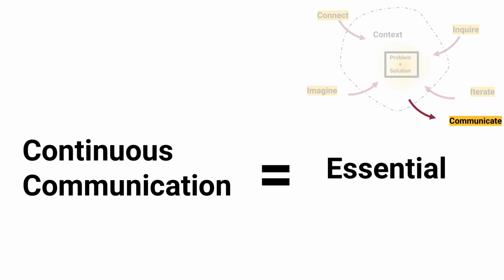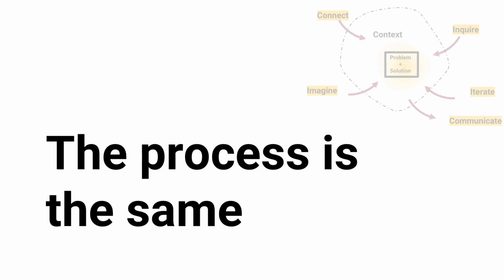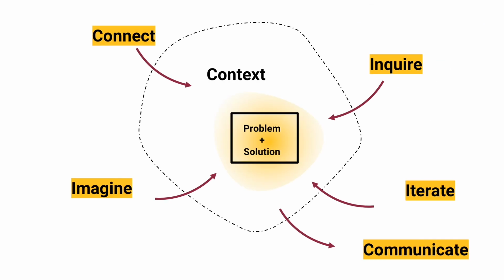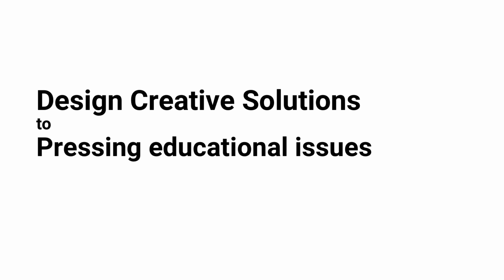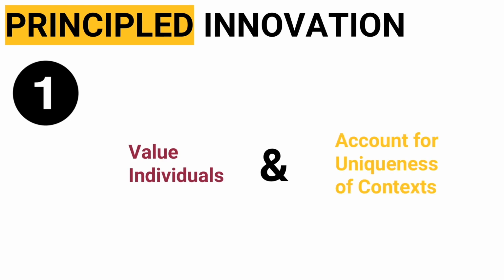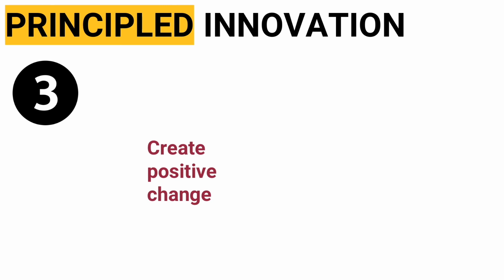Although it might seem complicated at this point, the process is essentially similar to the ones described earlier, just at a larger scale with a larger number of elements. In conclusion, the design model we propose helps us design creative solutions to pressing educational issues, while staying grounded in the three guiding principles of principled innovation: to value individuals and account for the uniqueness of social and educational contexts in our work, to focus on caring for the well-being of others, and to create positive change, all through design.